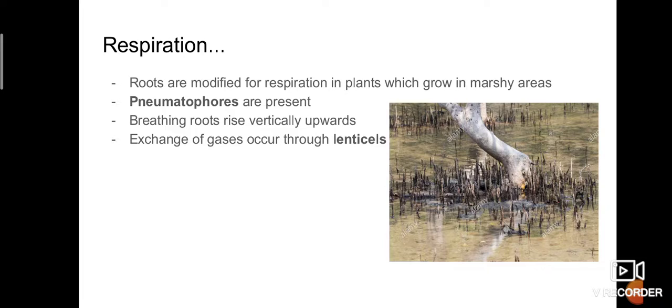I don't know how many of you have visited a mangrove forest, but you can see the roots are found above the surface of the water because they can't get enough oxygen, so they grow vertically upwards, and they respire with the help of these roots. Those roots are called breathing roots, otherwise called pneumatophores. Okay, so pneumatophores and breathing roots are called respiratory organs.